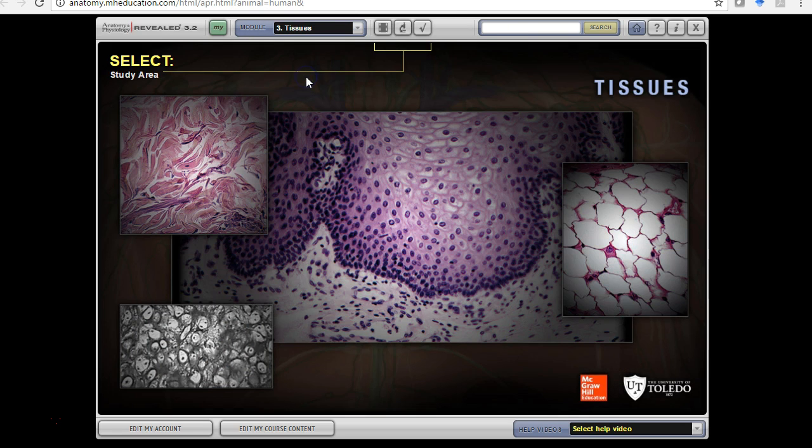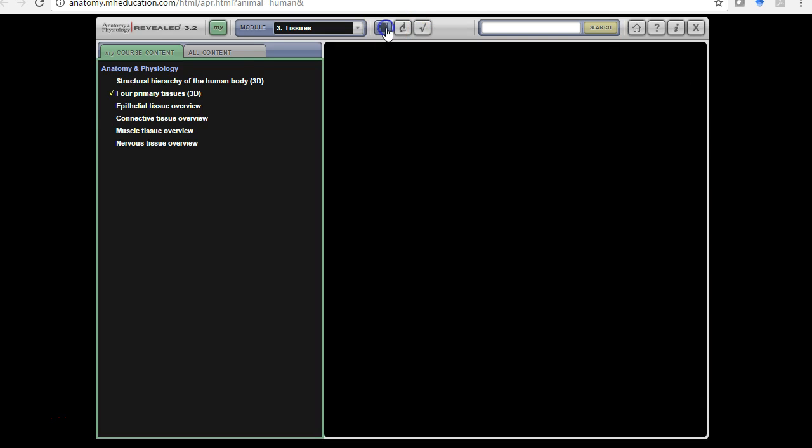So let's go into tissues, because those are part of our learning outcomes right now. We have animations, histology, and quizzes, and these are practice quizzes. Okay, so let's look at animations. For tissues, there are several animations. Let's look at the 4 primary tissues. When we turn this on, this will be a video describing the 4 primary tissues.